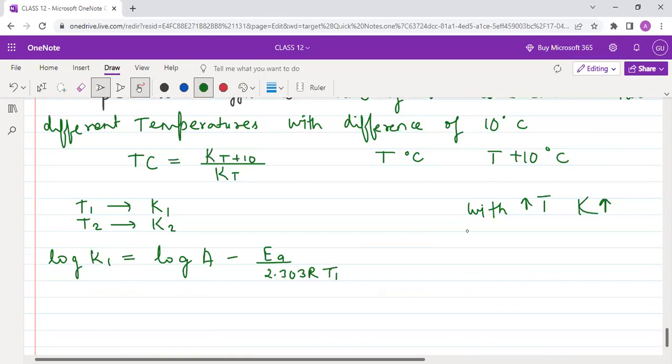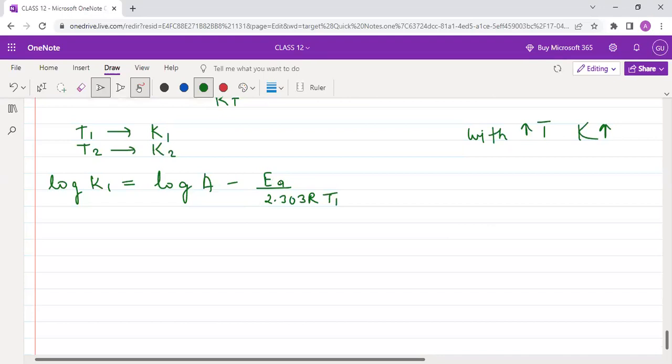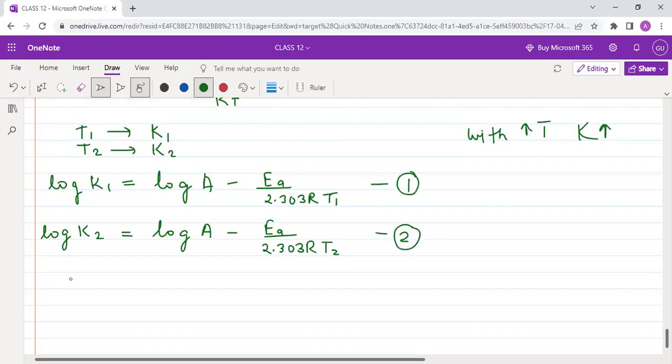Is it okay? I told you that A and Ea are characteristics of a reaction, so A and Ea will remain the same for both temperatures. And for the second temperature, it will be log K2 is equal to log A minus Ea by 2.303 RT2. So this is your equation number 1 and this is your equation number 2. If we subtract the two equations, 2 minus 1, it will become log K2 minus log K1.